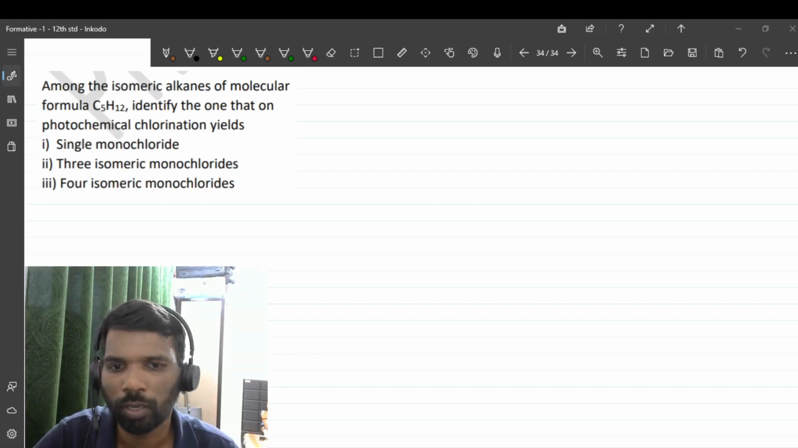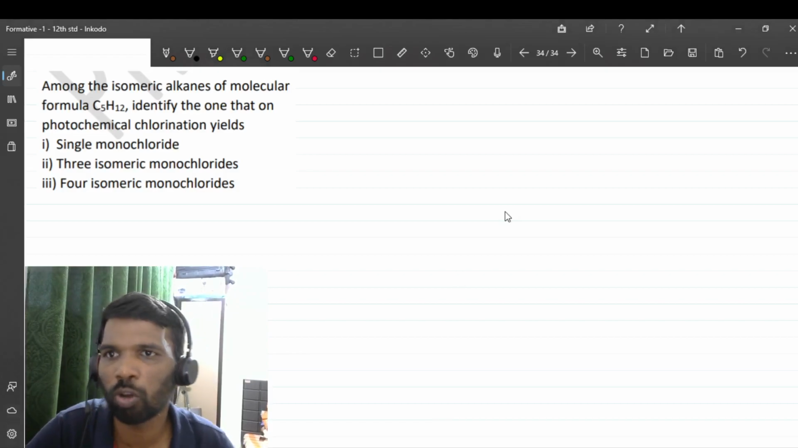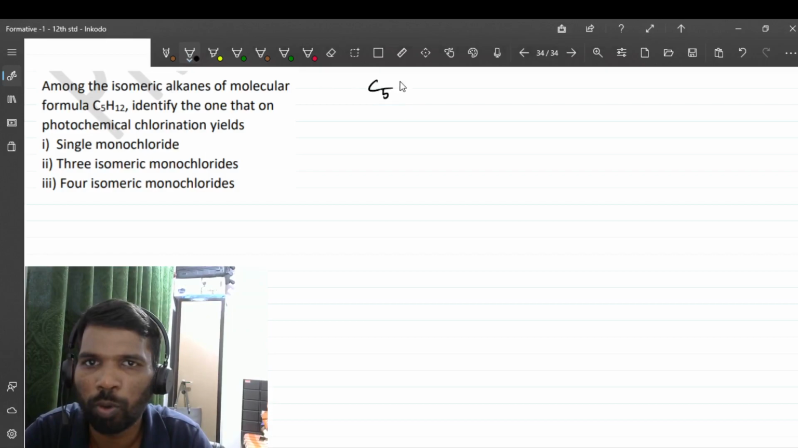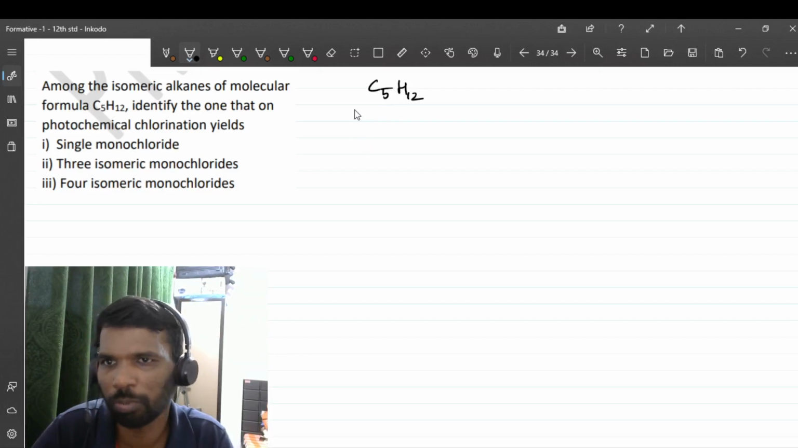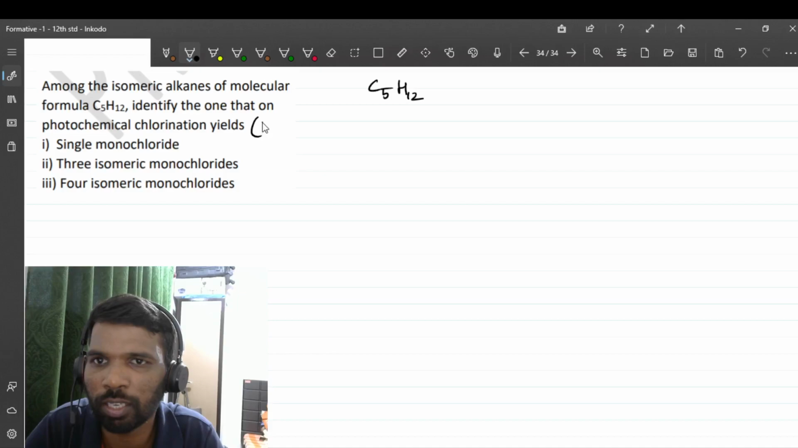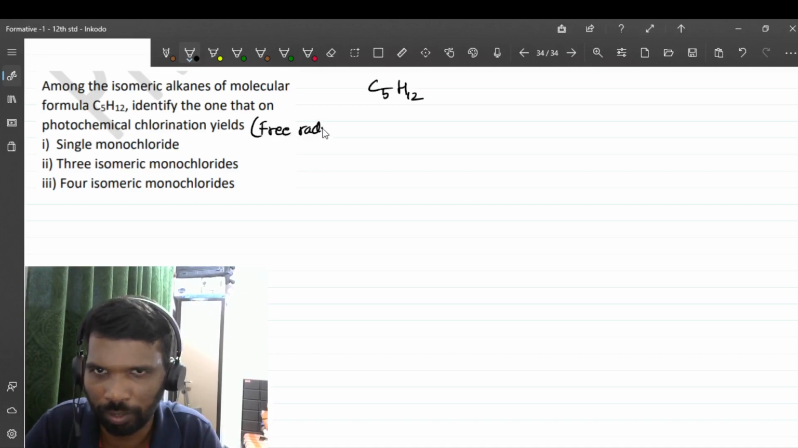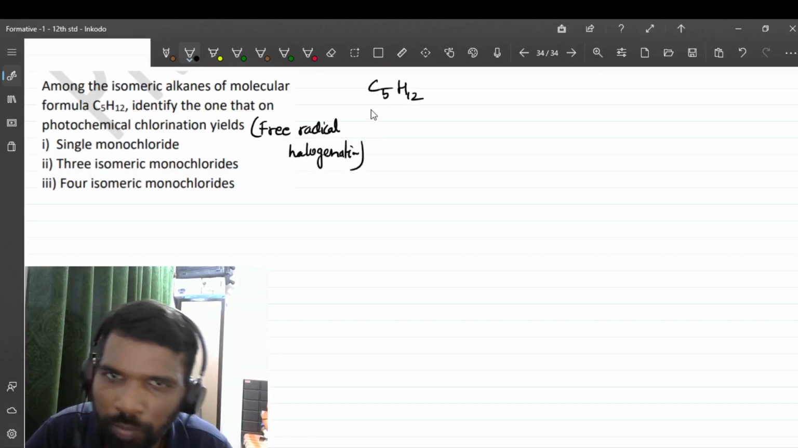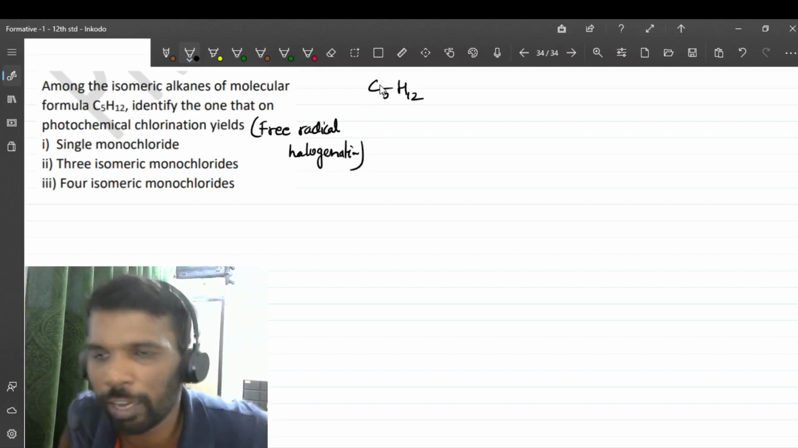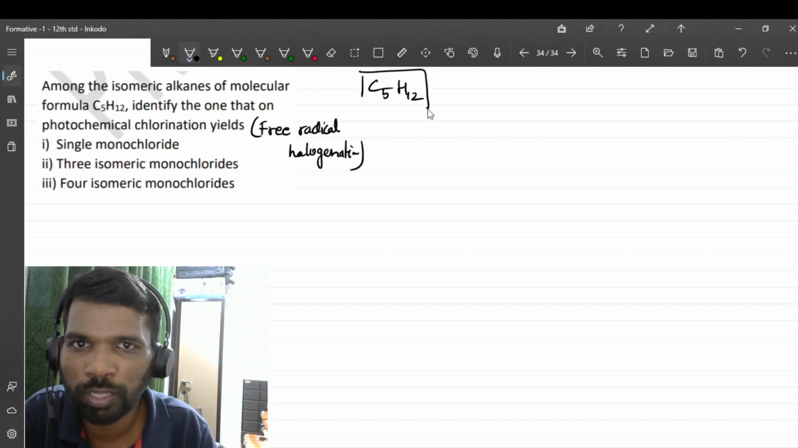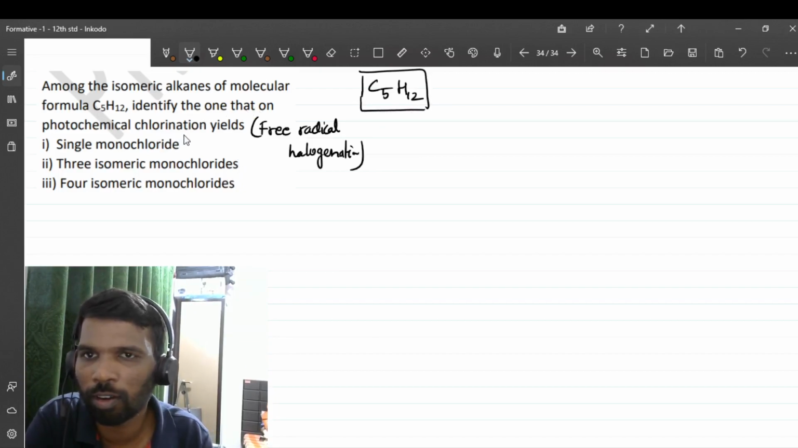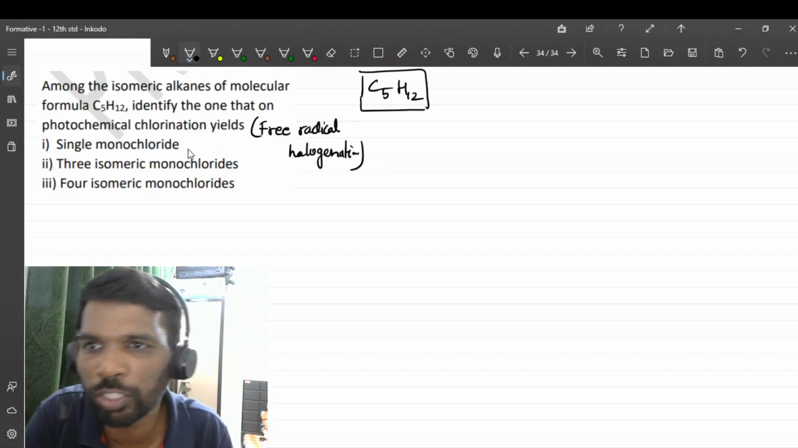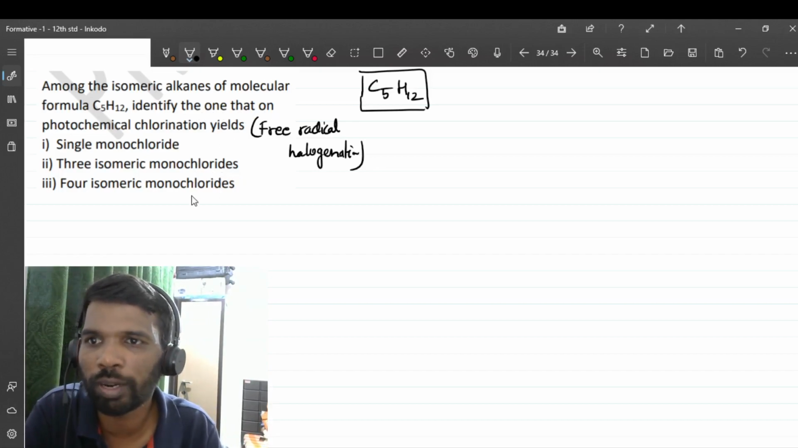Next question. Among the isomeric alkanes of the molecular formula C5H12, identify the one that on photochemical chlorination yields a single monochloride, three isomeric monochlorides, and four isomeric monochlorides. Remember, photochemical chlorination means free radical halogenation, one and the same. The question is telling us to identify the structure.